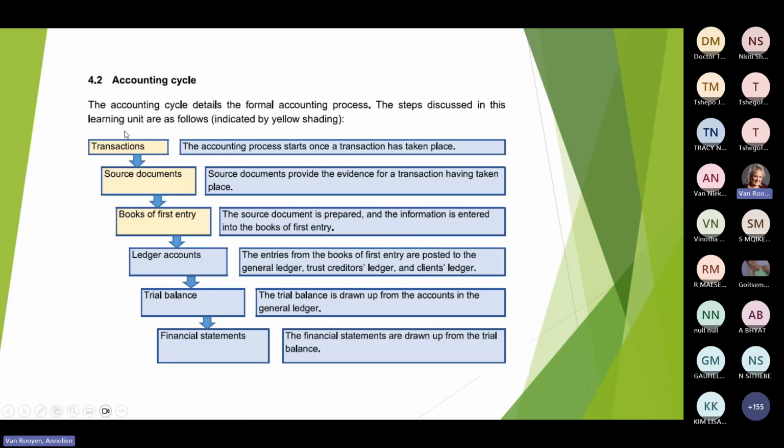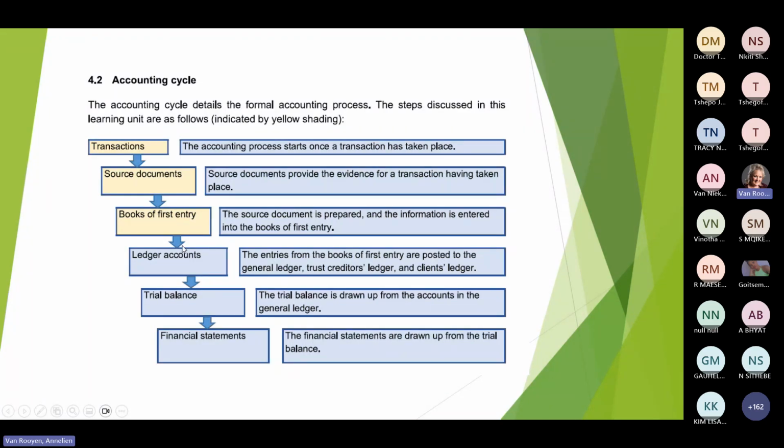There must be a transaction. You must go to a Checkers and buy some groceries. Or let's say you buy tea, coffee, milk, etc. for your business. There's a transaction. You get a slip at the cash register. That's your source document. You go to the bookkeeper in the business and say, I bought some tea and coffee and whatever. There's a slip that you need to record in the books to show it as an expense.